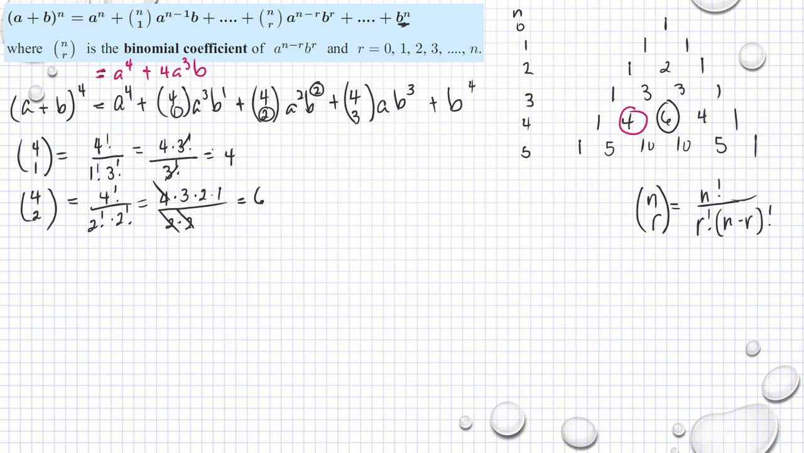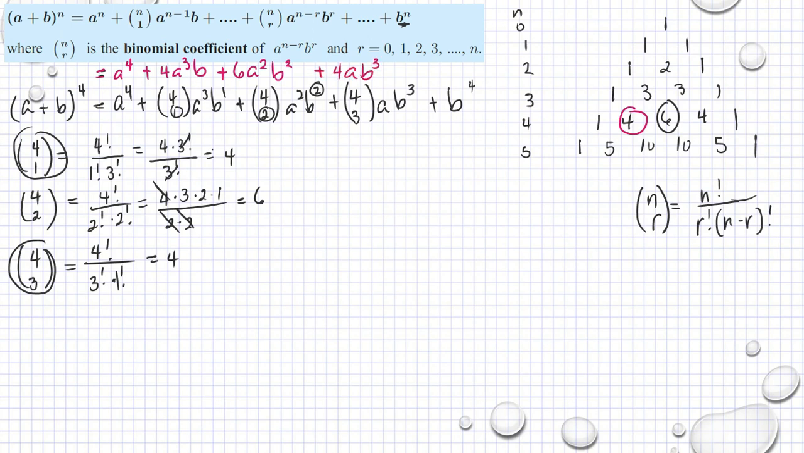So this will become plus 6a squared b squared. 4 taken 3. Then we have 4 factorial divided by 3 factorial multiplied by the difference 1 factorial. As you can see, this one and this one are equal. They have the same 1 factorial there. So that is 4. So it should look like this, plus 4ab raised to 3. And we have our 4 there. And we have 1 there. Plus b raised to 4.